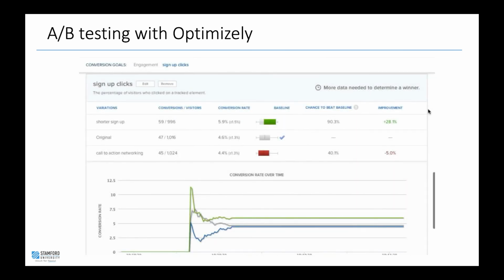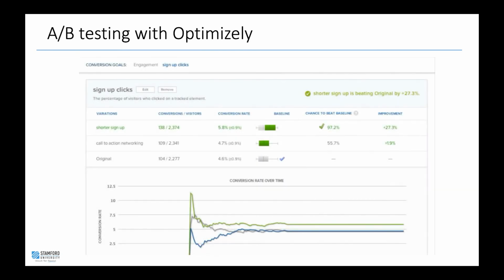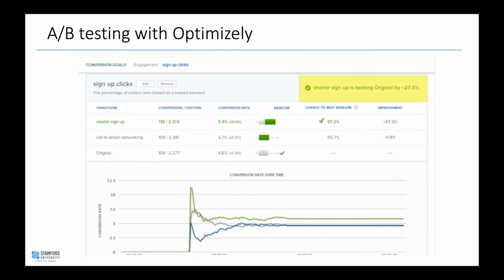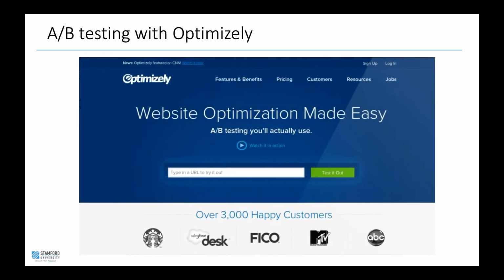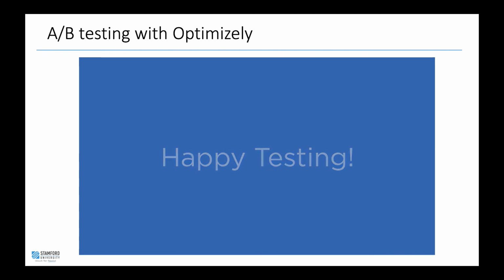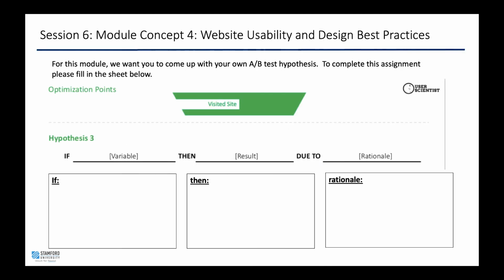As soon as the test has collected enough data, Optimizely will declare a winner, and you can implement your winning variation with confidence. Now, it's your turn. Enter your URL to test it out for free. Happy testing! All right, that's Optimizely.